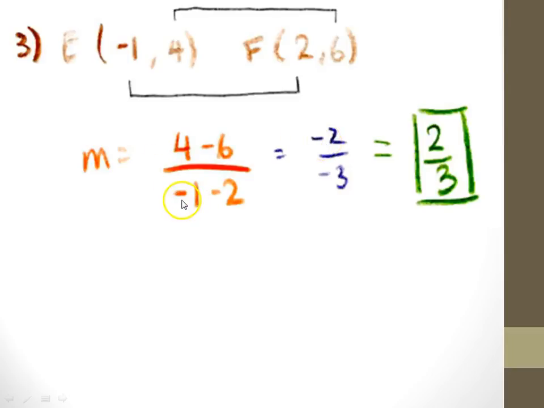All right, cool. And the bottom: negative 1 minus 2. Same signs, add them up. So I've got negative 3. Negative 2 is bigger. Two negatives make a positive. I've got the green box. My slope is 2 over 3.